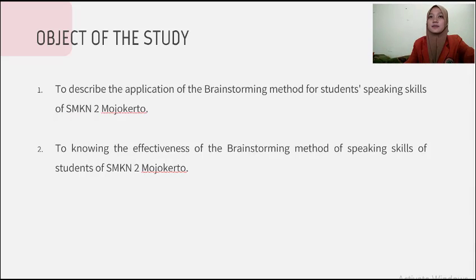And the next, objective of the study. First, to describe the application of the brainstorming method for students' speaking skill of SMK 2 Mojokerto. Second, to know the effectiveness of the brainstorming method on speaking skills of students of SMK 2 Mojokerto.